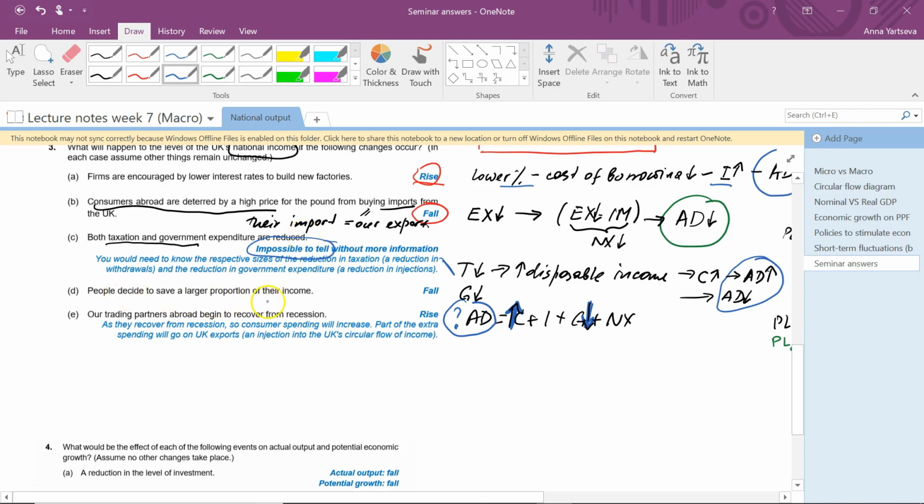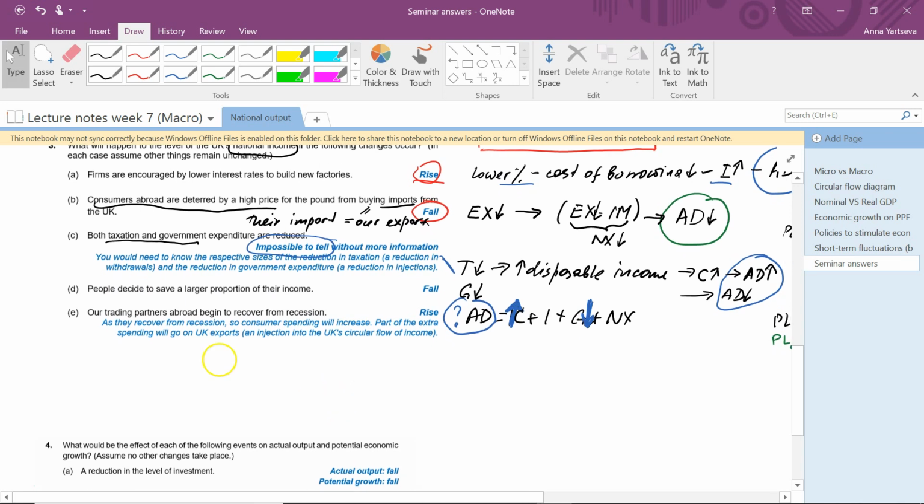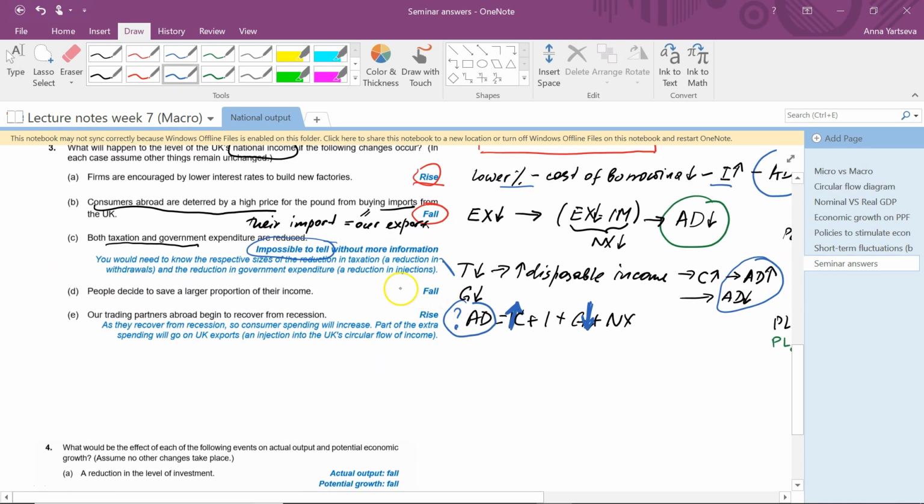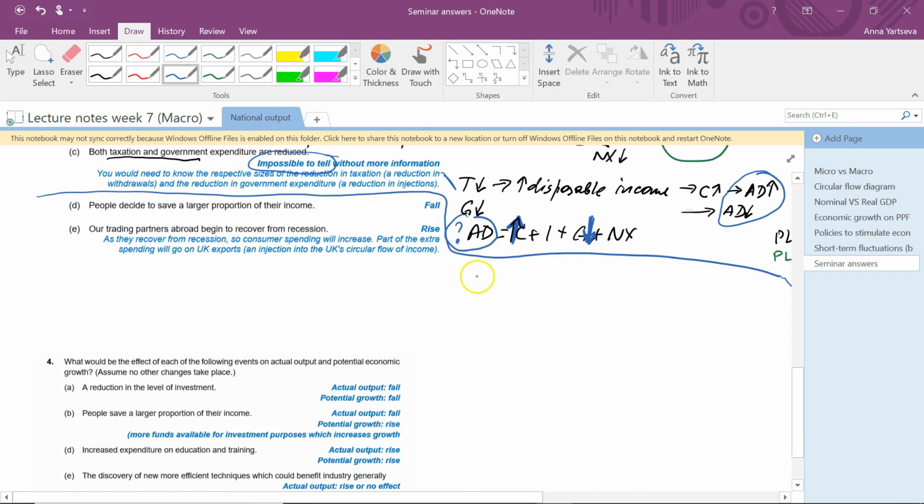People decide to save a larger proportion of their income. So let me do it this way. Savings. Larger savings, people save more, implies lower consumption. Why is that? Because we have fixed income, let's say £1,000, and we split it between consumption and savings in different proportions. We have no other sources of money. We have some amount coming in, and we decide what to do with it. And the more we save, the less we have to spend.